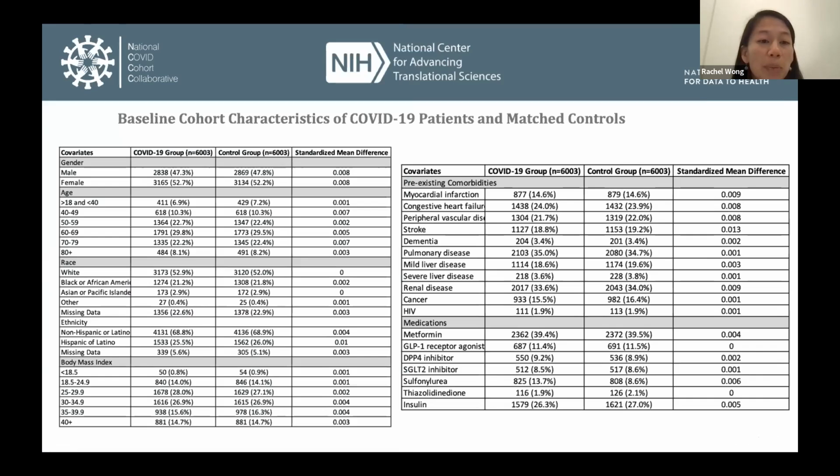Our baseline cohort characteristics and their matched controls are reported in this table. And you'll see that we had slight female predominance in both the control and the study group. We reported the standardized mean differences, and they were all less than 0.1. So they were all very similar in terms of study and control populations. And again, you can see that from our population, we had about 21% Black or African American, and 25 to 26% Hispanic or Latino. And the rest is just reported here.